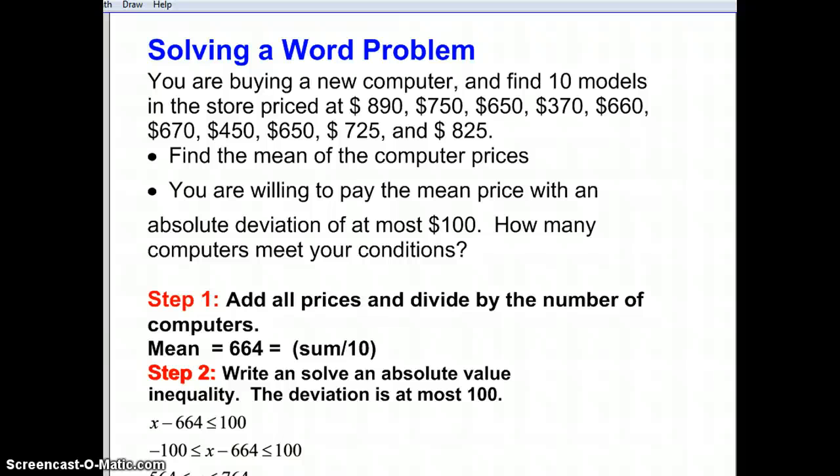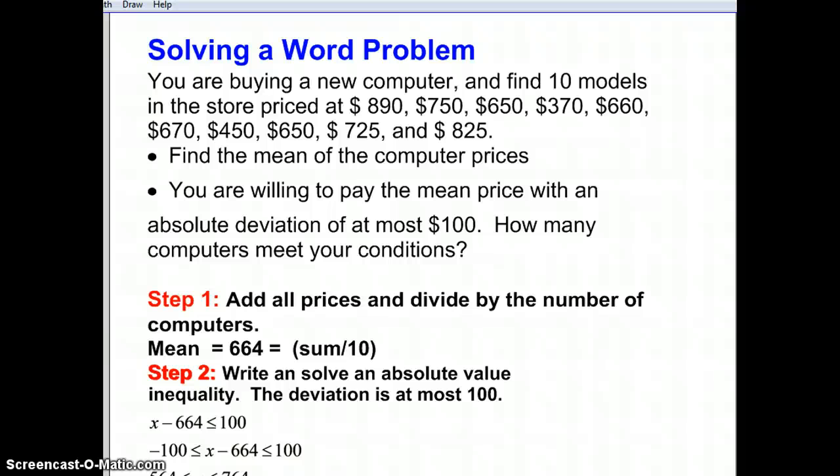And then you know that you're willing to pay the mean price with an absolute deviation of at most 100. Remember, absolute deviation is an absolute value that you're willing to go up or down. You're willing to change your price by that amount. So we're trying to see how many computers meet our conditions of $100 plus or minus the mean.